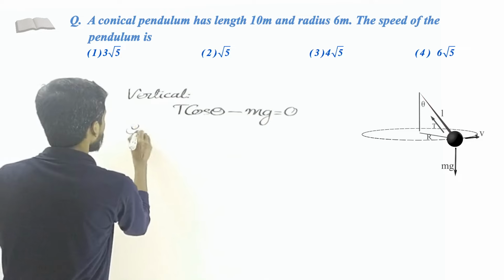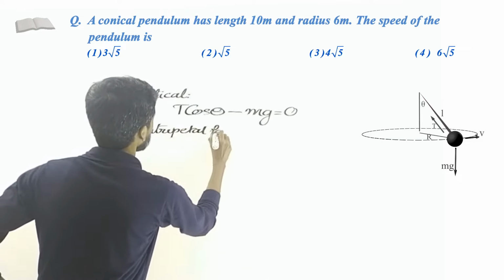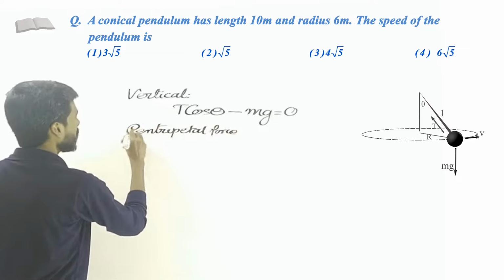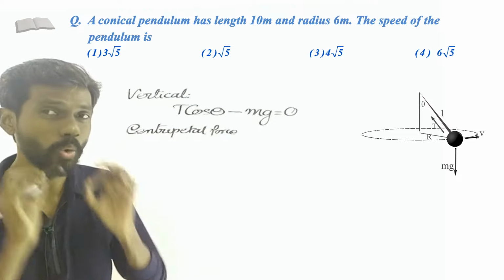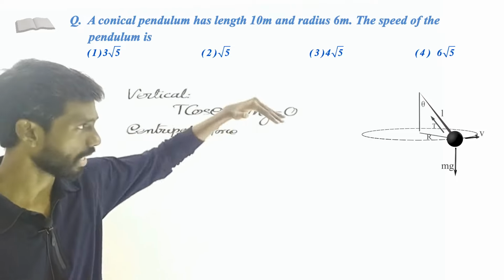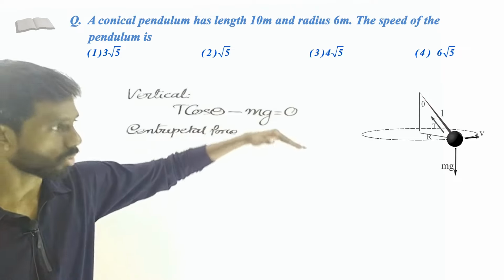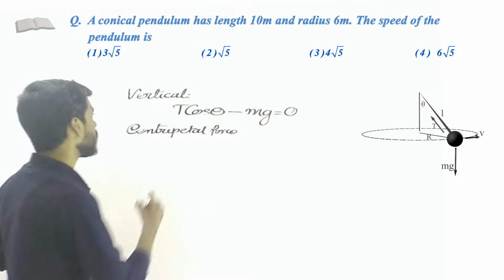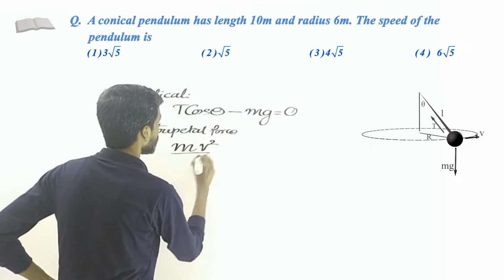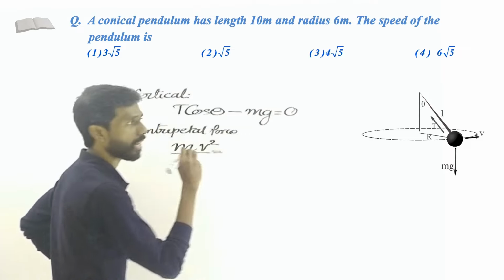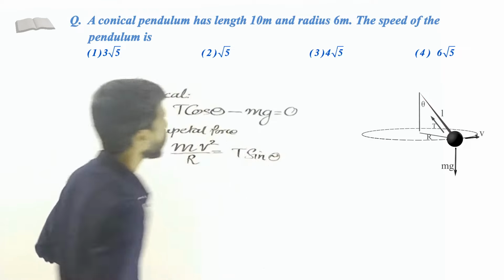Now the centripetal force. What is the centripetal force here? That is the force acting towards the center. That is only the component of T in that direction. See, the angle is 90 minus theta, so that is T sin theta, which is towards the center. So the centripetal force, which has the formula mv square divided by r, equals T sin theta.